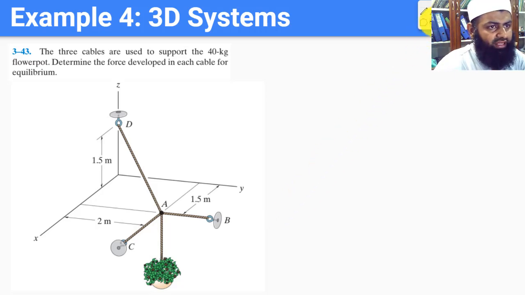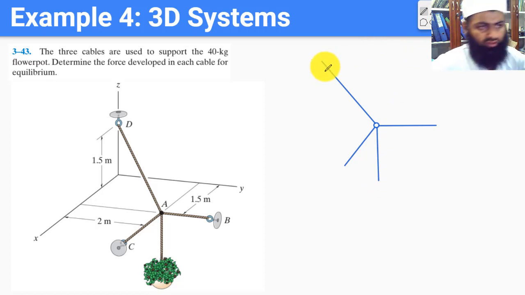So like last time, we start off by drawing a free body diagram of this center point particle. So we have a force in the y direction and the second force in the x direction. The third force has non-zero components in all three axes, and then we have the flower pot, which is going to create a force which is vertically downwards. So all these are the forces.